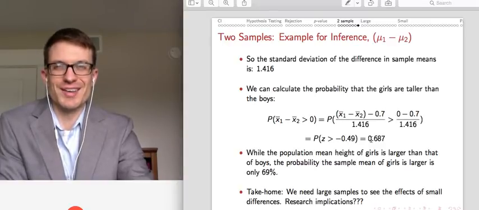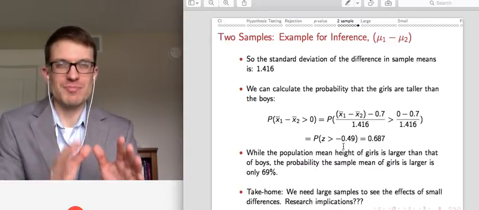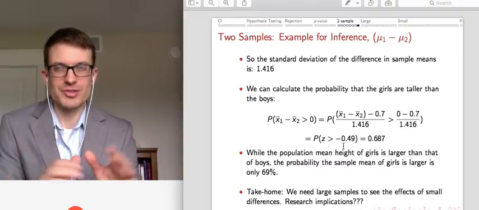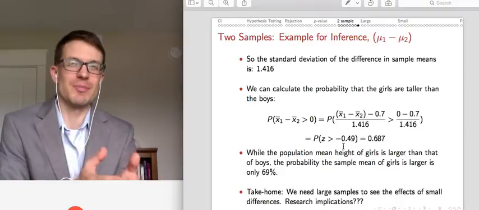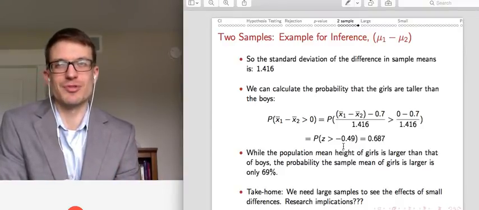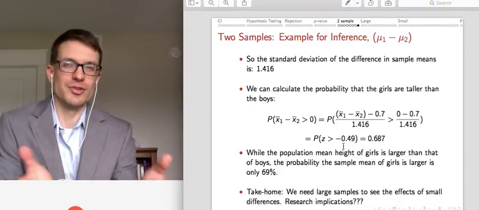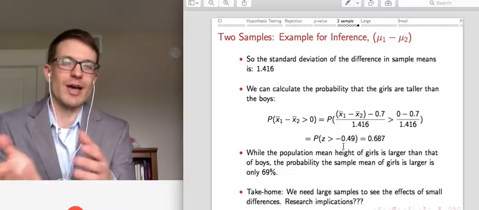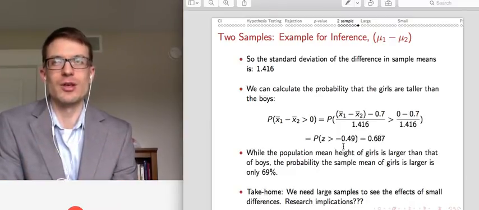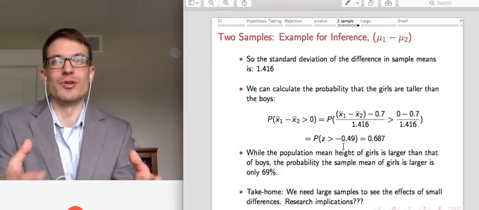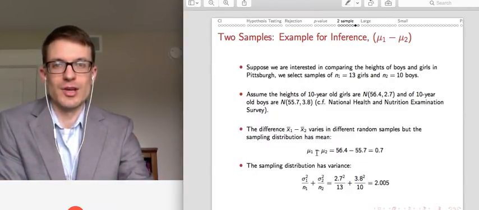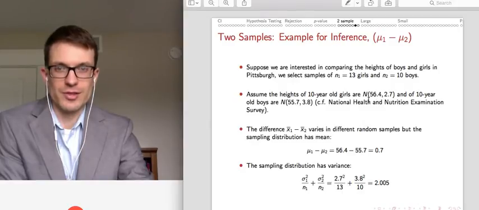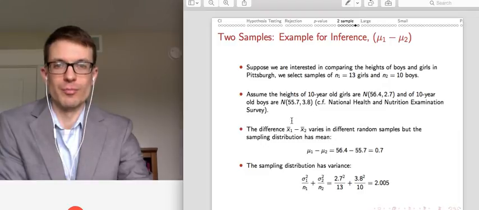So what's going on here? Well, we know the population mean of girls is higher, but with small samples the probability of getting that the sample mean for girls is higher than the sample mean for boys is less than 70%. What's going on here is this is illustrating the fact that even though we've got this known difference in the population, we need large samples in order to be able to identify the effects of small differences, such as this small difference of less than an inch between the average heights of girls and boys in the population.